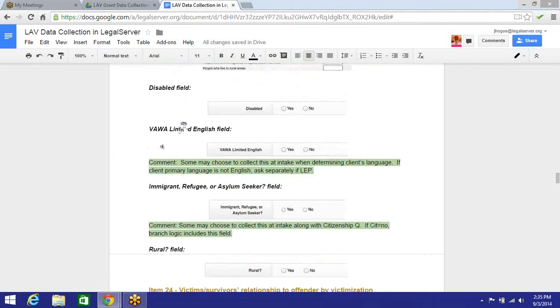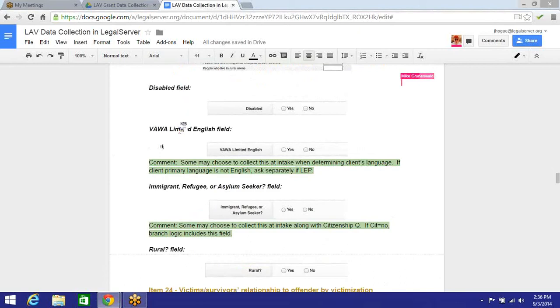For those of you who are comfortable with branch logic, you could, if you wanted to, work that into your intake as well. I thought this was clever. So if someone says they're a non-citizen, then the person might be prompted to indicate whether the client or potential client was an immigrant, refugee, or asylum seeker. Now that adds two questions to the intake.